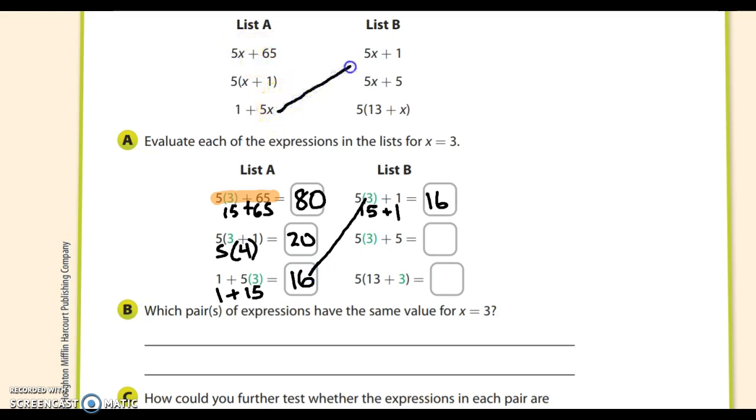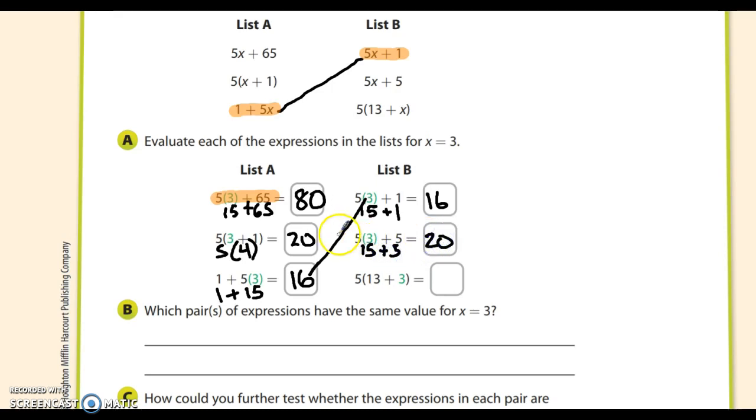So these two right here are equal, and that's not too surprising, because this one is 1 plus 5x, and this is just 5x plus 1. All we did was change the order. How about this next one? We've got 5 times 3. That's 15. 15 plus 5 is 20.